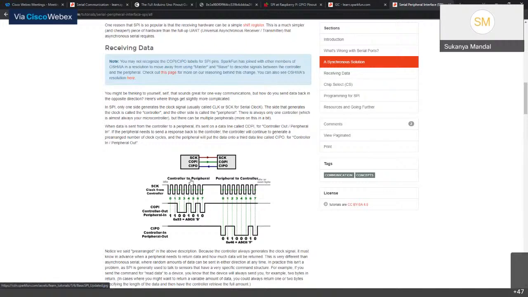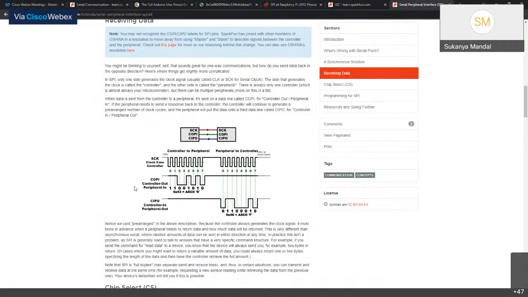All right. Okay. When data is sent from the controller to a peripheral, it is sent on a data line called COPI, the controller out, peripheral in. If the peripheral needs to send responses back to the controller, the controller will continue to generate a prearranged number of clock cycles. And the peripheral will put the data on a third data line called CIPO, which is the controller in, peripheral out.